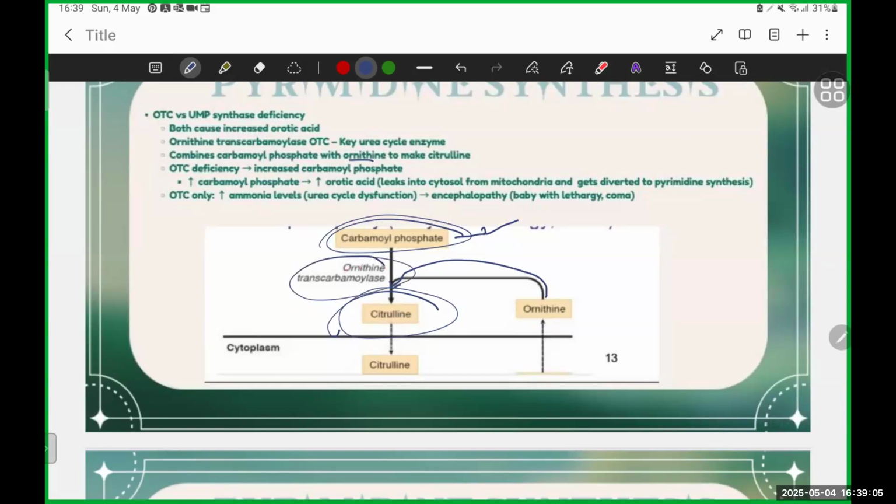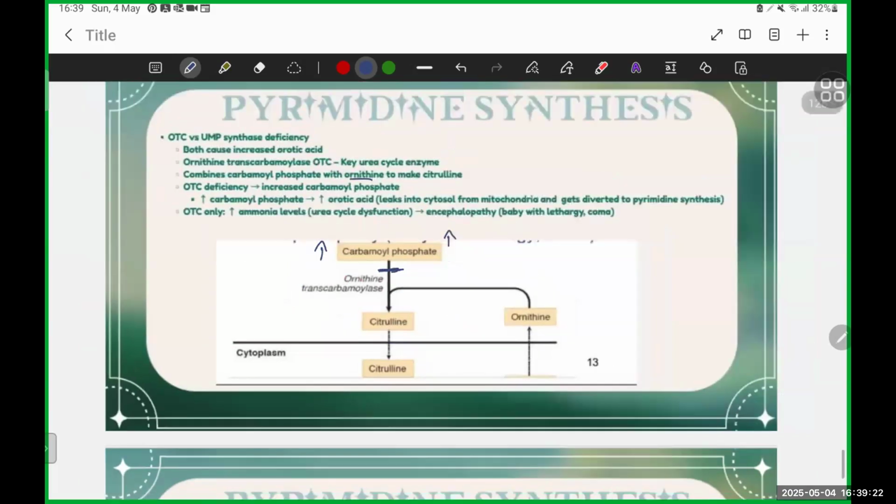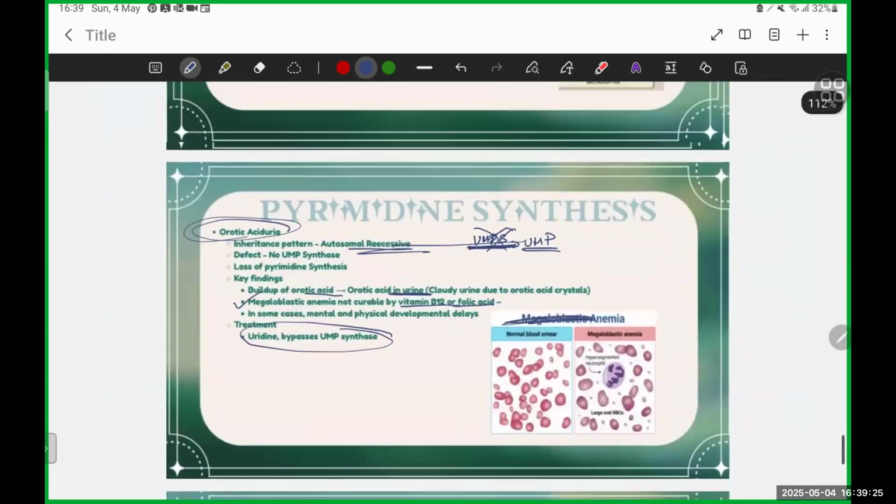So if you have a problem in the ornithine transcarbamylase, you have increased carbamyl phosphate, obviously, because it's not going anywhere, so it just stops here. So you have increased carbamyl phosphate. Now, increased carbamyl phosphate is going to increase orotic acid. Okay, why does this happen?